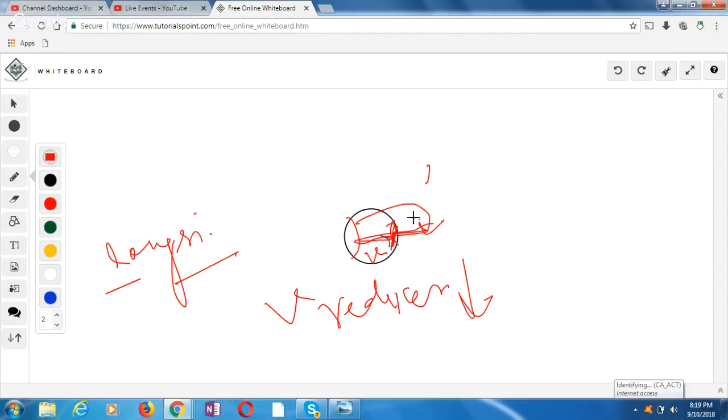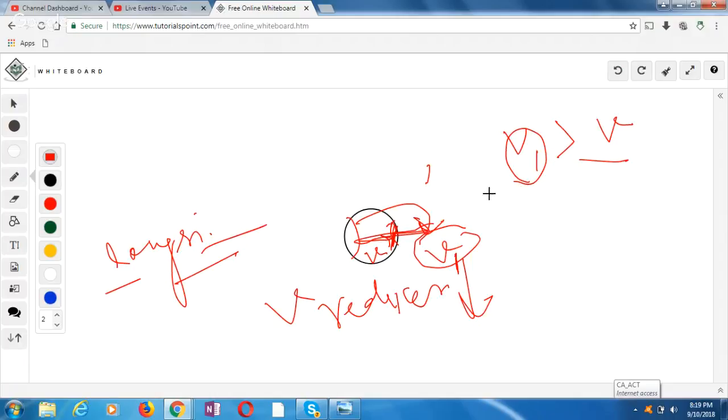Now this is the actual V, which is in case of long sightedness. Suppose this is V1. So V1 is greater than V. Now if I have to correct the long sightedness, this V1 has to be reduced to V. If I am able to reduce V1 to V, in that particular case long sightedness can be reduced.